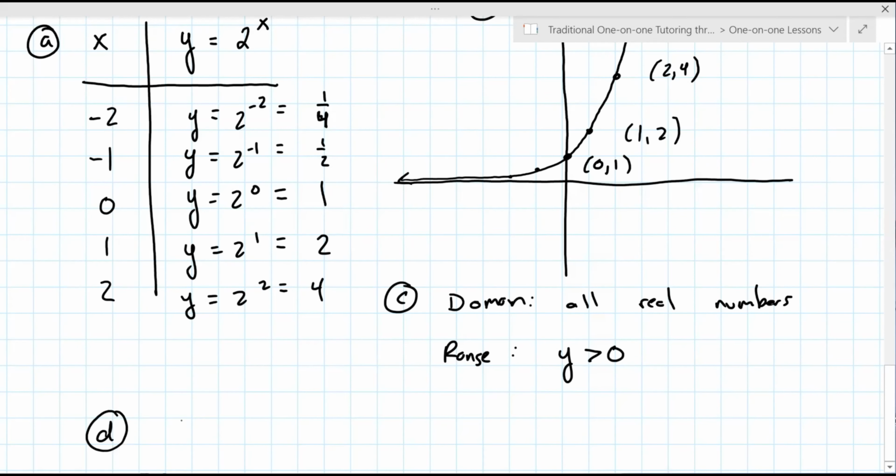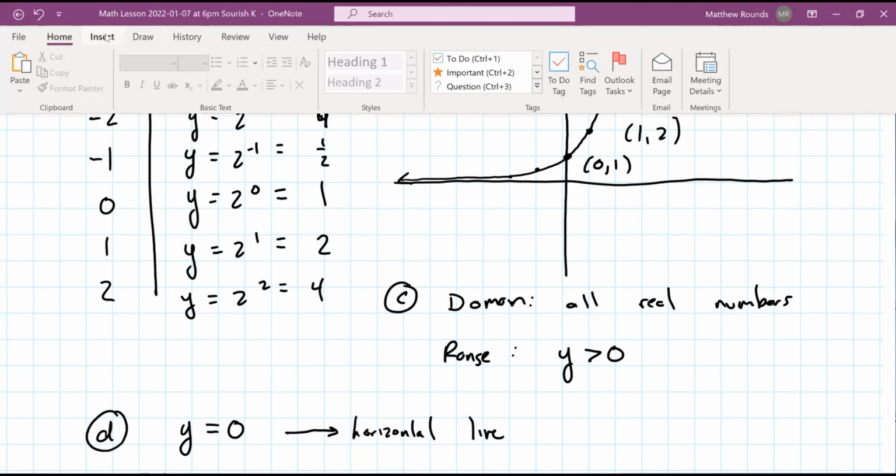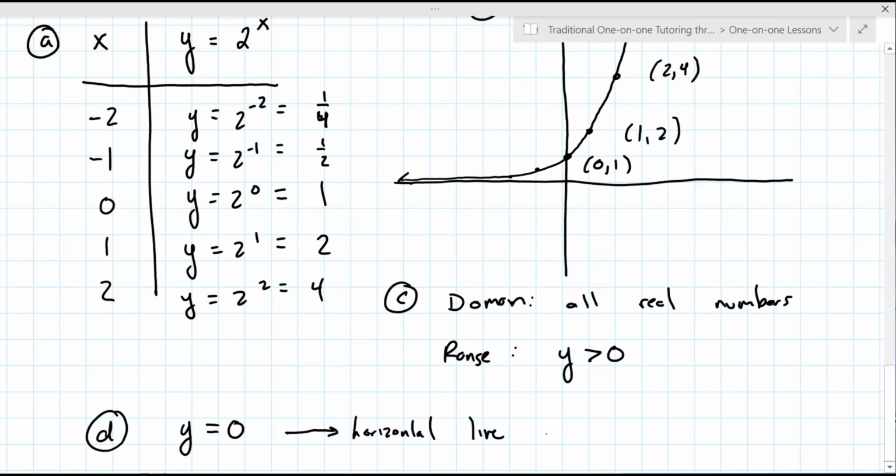Okay, and it's the line y equals 0. And this is a horizontal line. And I'm going to draw it in red so you can see that. Okay, so it's a horizontal line in red. So it's something like this here.